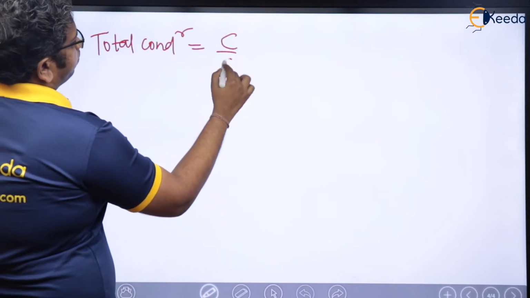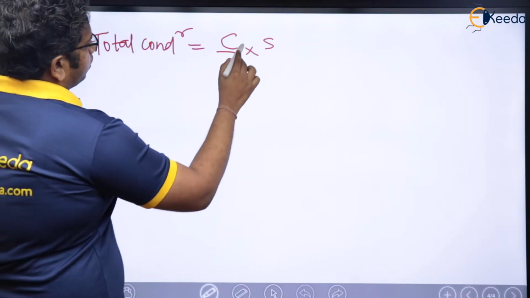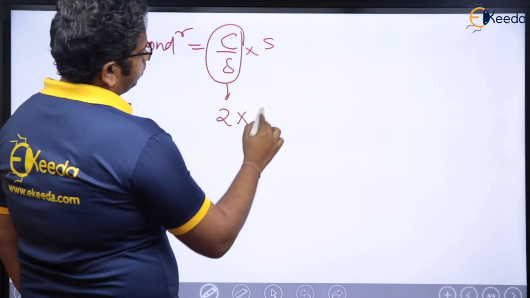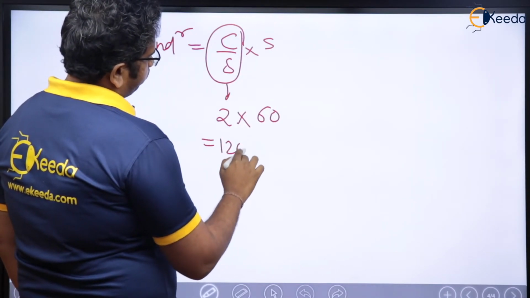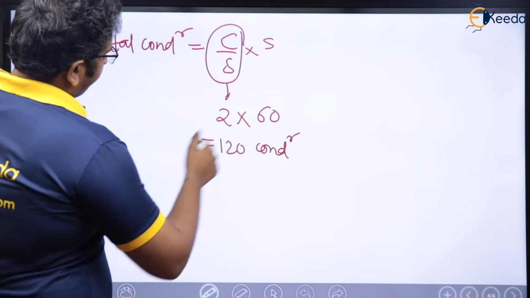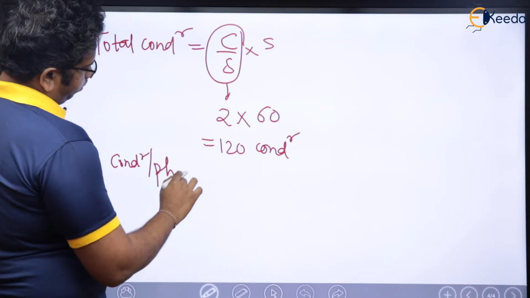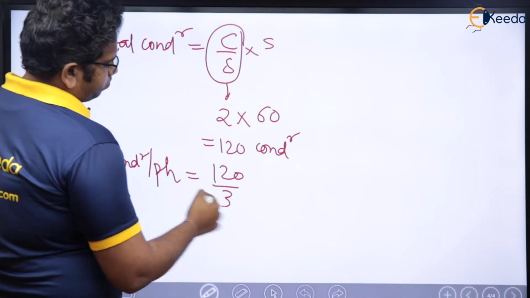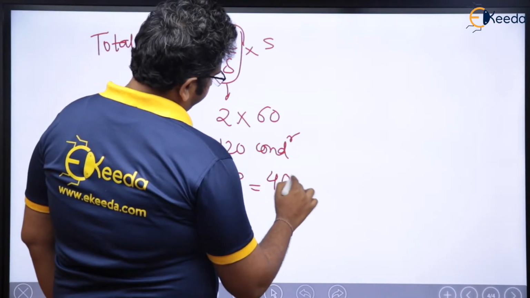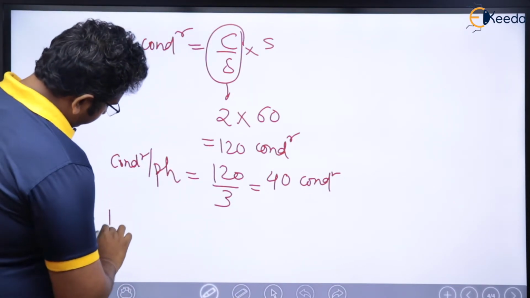Total conductors is nothing but conductors per slot multiplied by the number of slots. Conductors per slot they have given is 2, multiplied by 60 slots. It is going to be 120 conductors. Now these are total conductors. We need conductors per phase. Conductors per phase is going to be 120 divided by 3, because of 3 phases, so it is going to be 40. 40 conductors per phase.